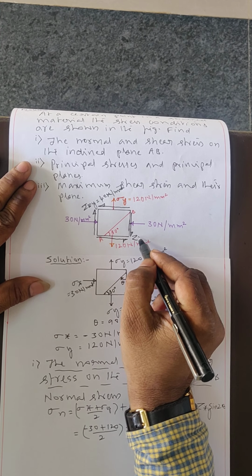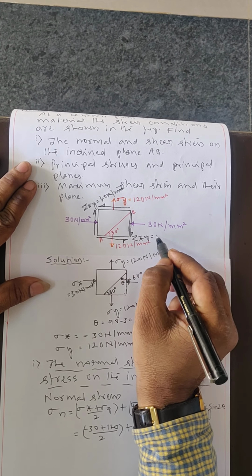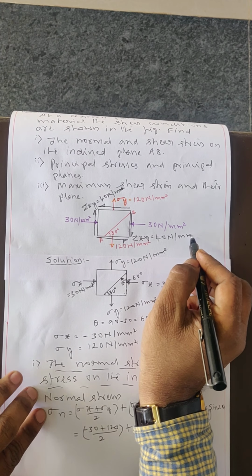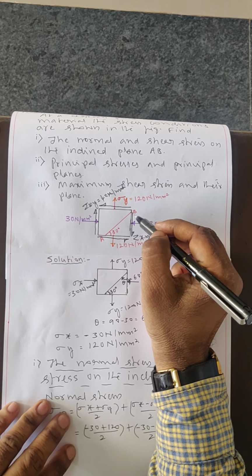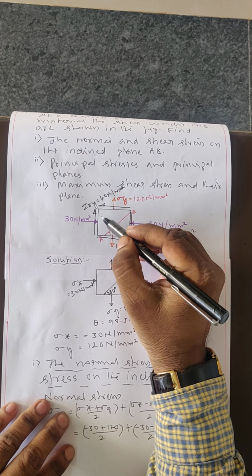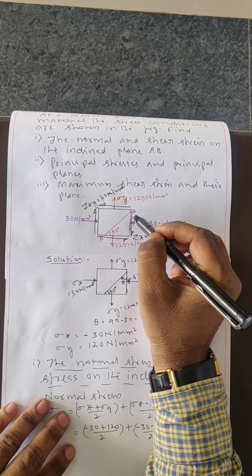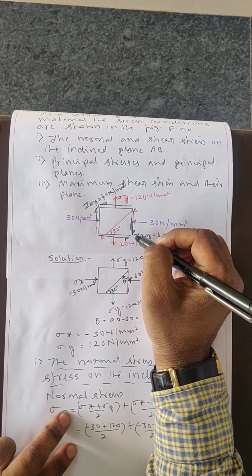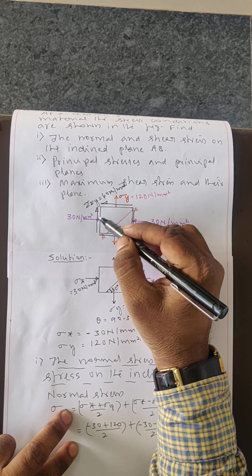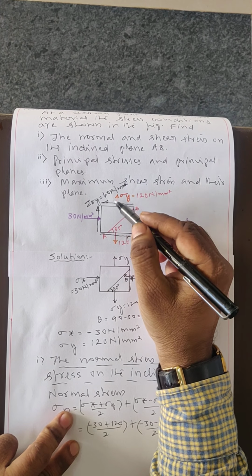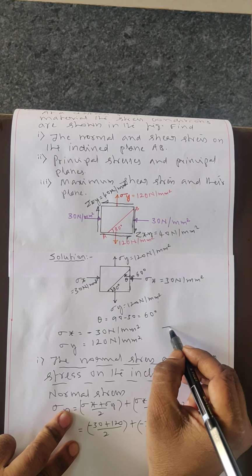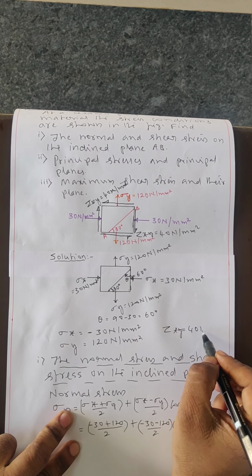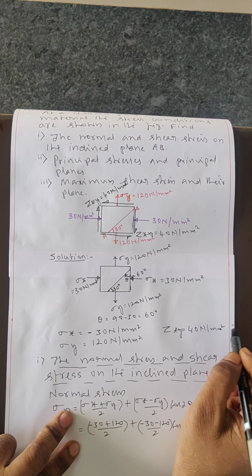Tau xy equals 40 Newton per millimeter square. See here, this tau xy, here it is acting downward. For tau xy, we are taking these two vertical sides as reference for the sign convention. This force is acting downward, this force is acting upward. Therefore, this will create clockwise. Hence, tau xy is positive 40 Newton per millimeter square.